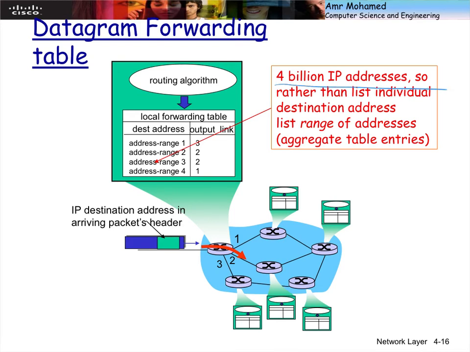So if you have around 4 billion IP addresses, the size of the IP address, do you remember the size of the IP address, version 4? How many bits? How many bits is an IP address?